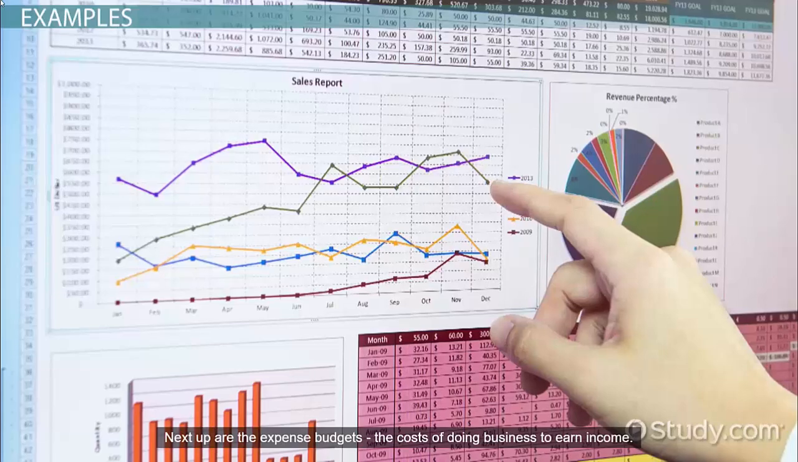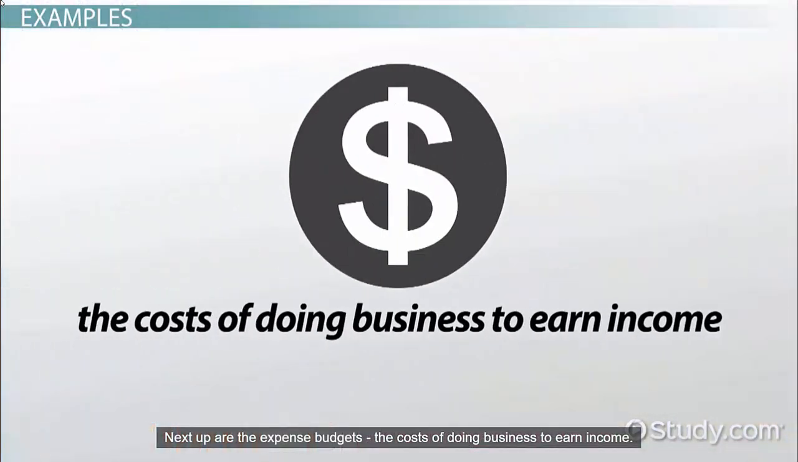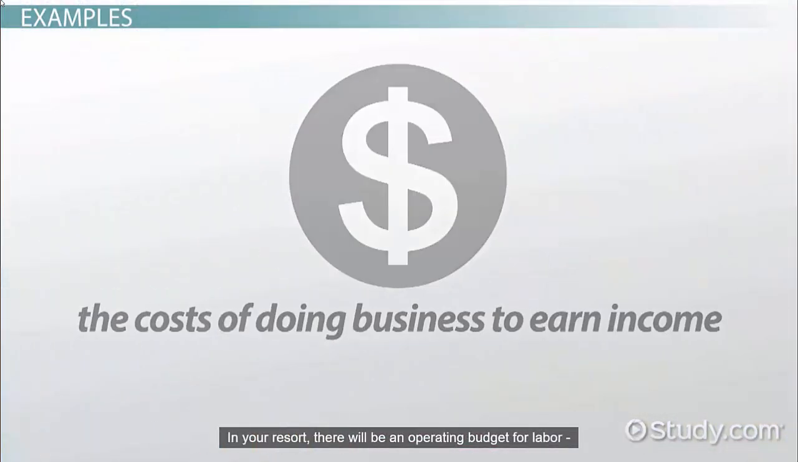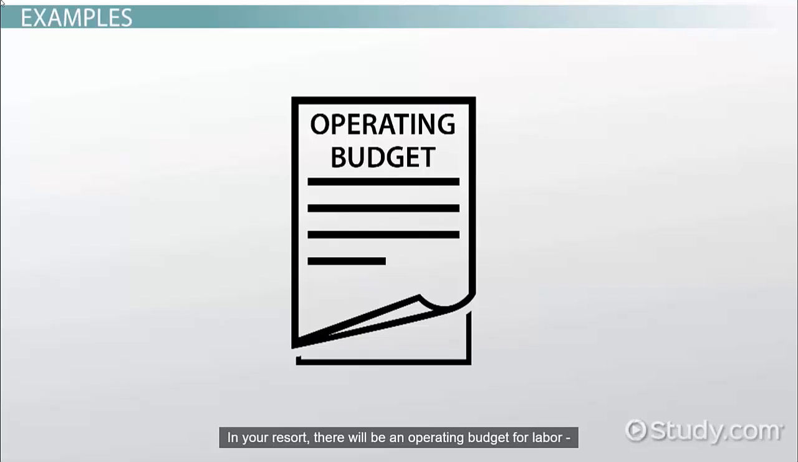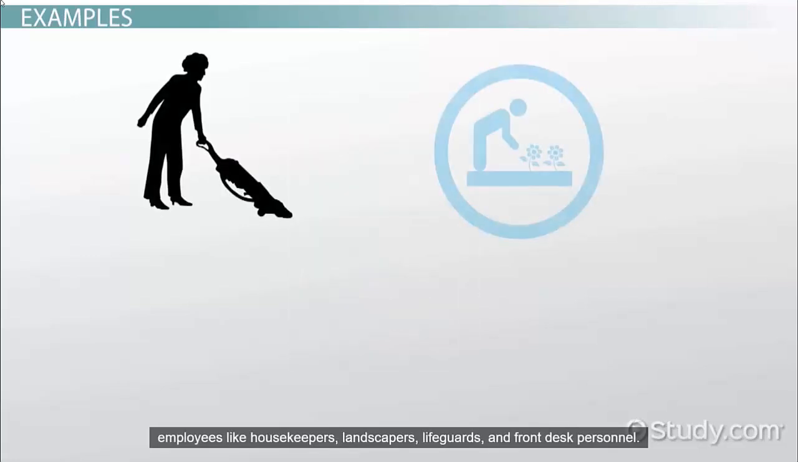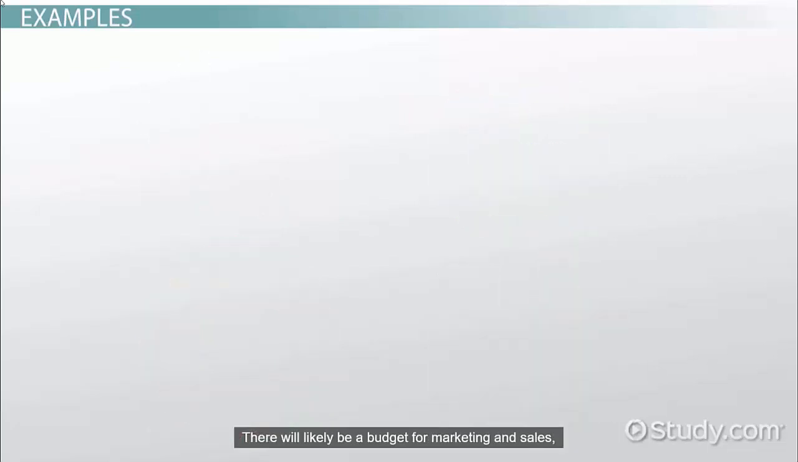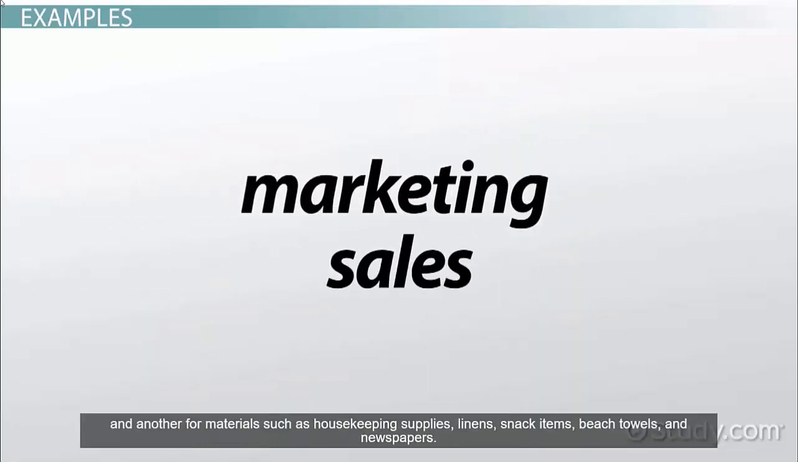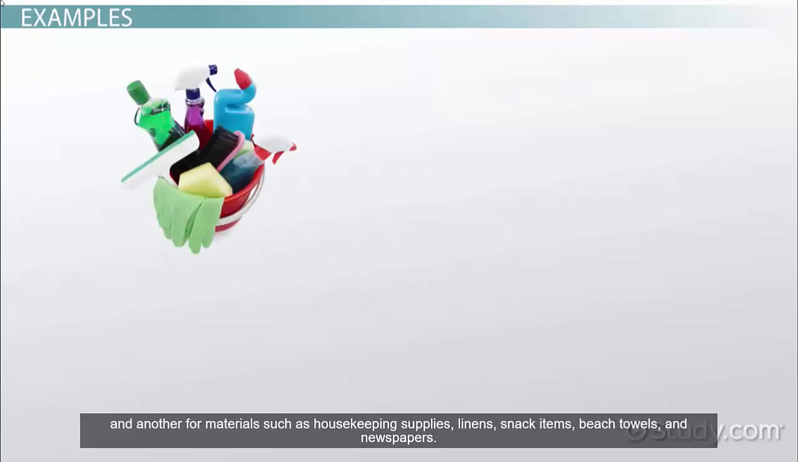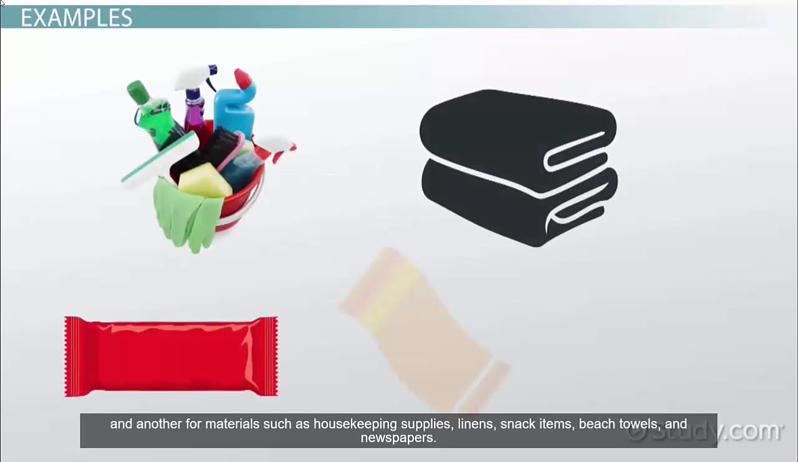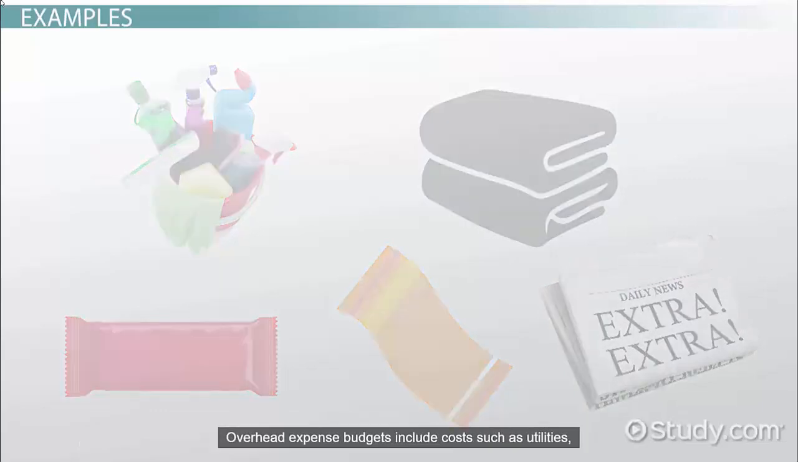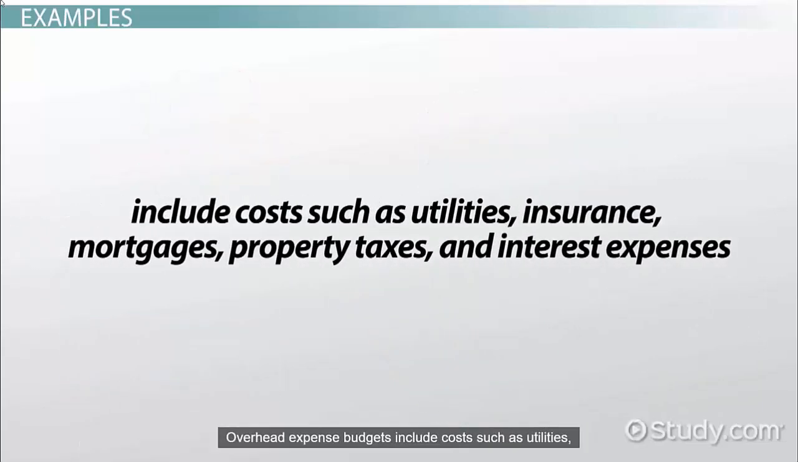Next up are the expense budgets, the costs of doing business to earn income. In your resort, there will be an operating budget for labor, employees like housekeepers, landscapers, lifeguards, and front desk personnel. There will likely be a budget for marketing and sales, and another for materials such as housekeeping supplies, linens, snack items, beach towels, and newspapers.